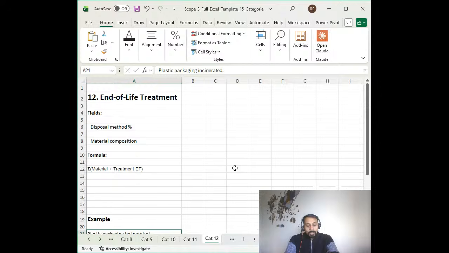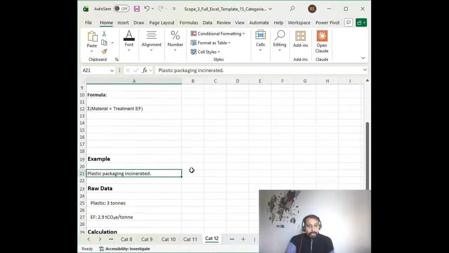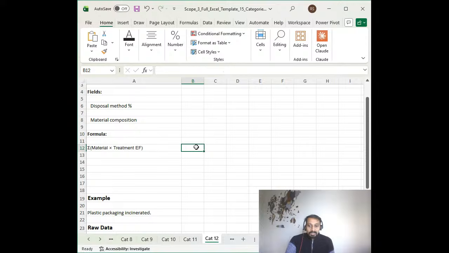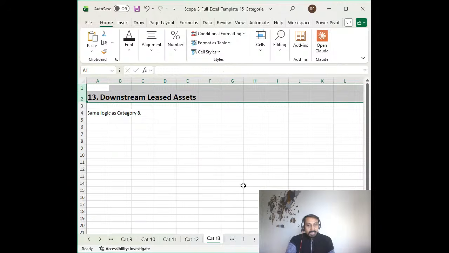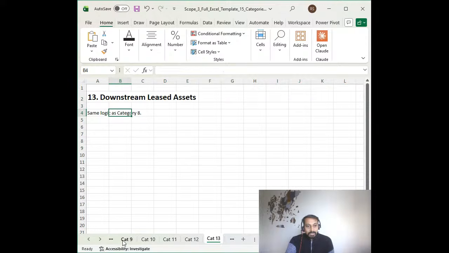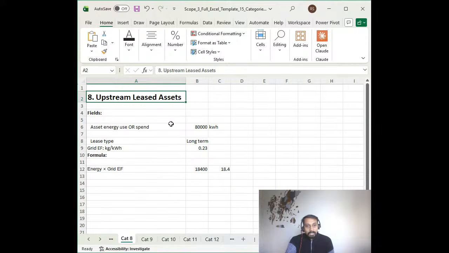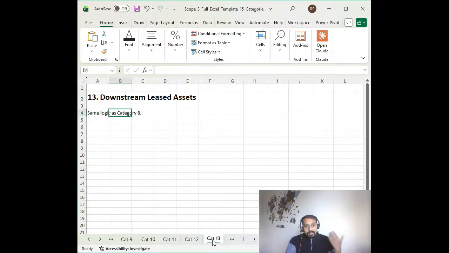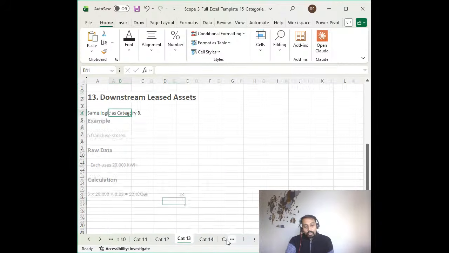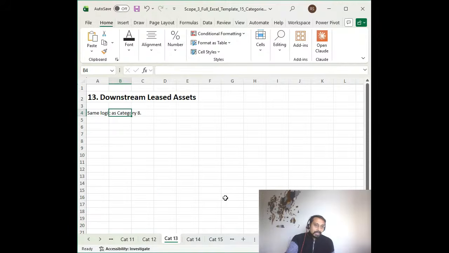So all the material life end of life treatment you have to mention, and you have to mention the treatment emissions factor accordingly. So overall the 8.7 tons of CO2 equivalent is coming up for the category 12. Category 13, similarly, it's downstream leased assets, and same logic as the category 8 that we see the upstream leased assets. So if you own the assets and give them to someone else to operate, then it comes under the category 13. It's similar logic to the category 8.